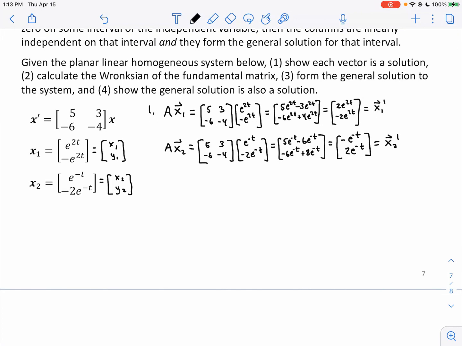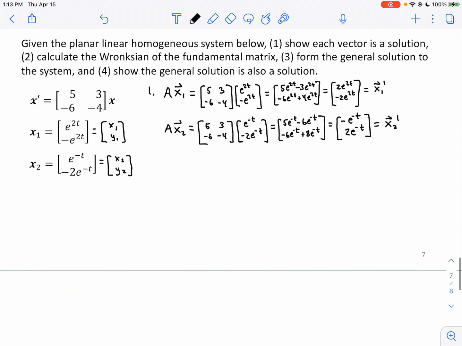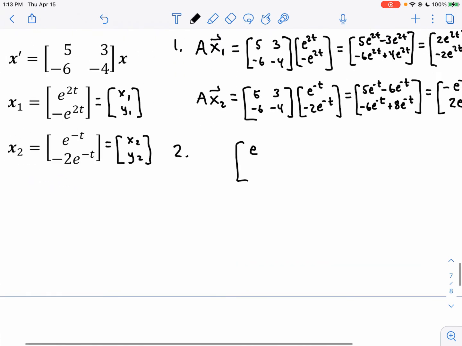Step 2 is calculate the Wronskian of the fundamental matrix. So the fundamental matrix is just the matrix we form by putting these two solutions and making a matrix out of them. So we put x1 in the first column and x2 in the second column. So you have e to the 2t and negative e to the 2t. That's the x1 vector placed as the first column, and then we do the x2 vector placed as the second column, e to the negative t and negative 2e to the negative t.